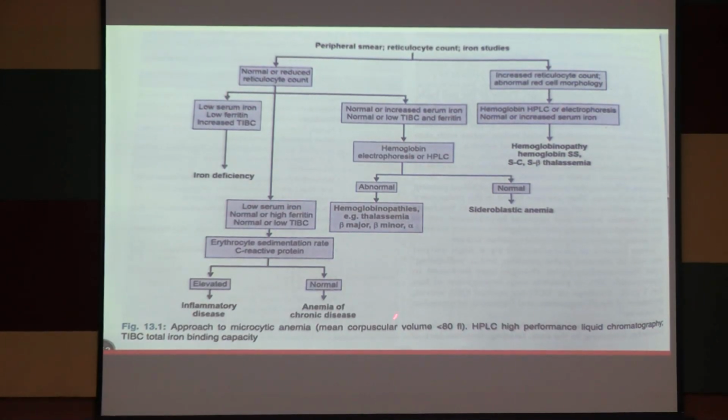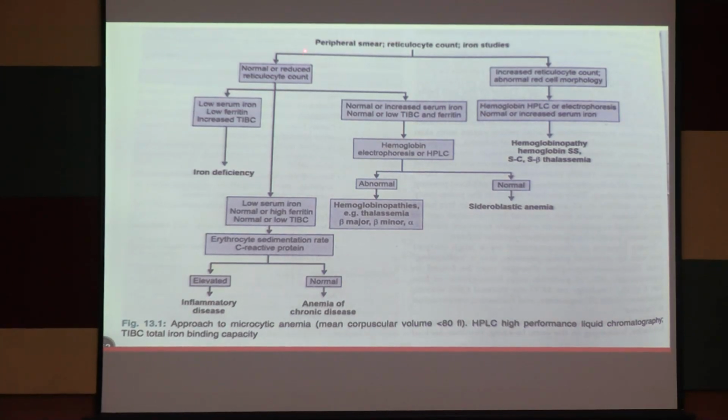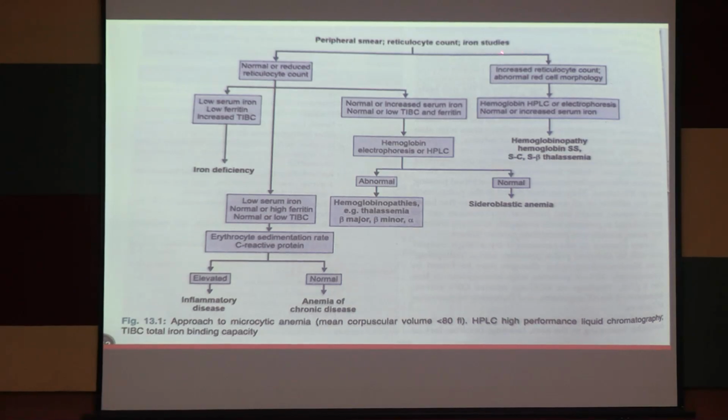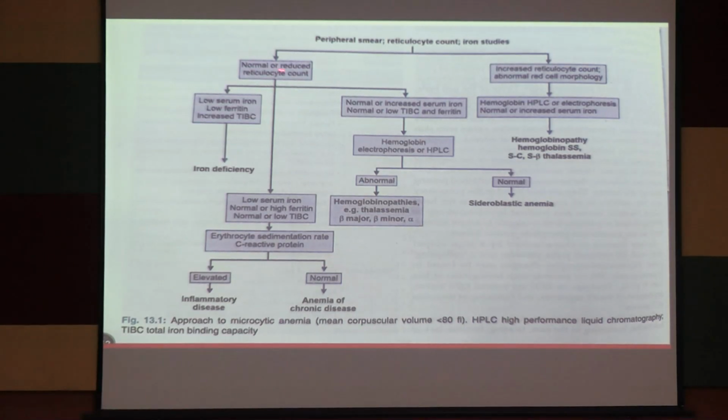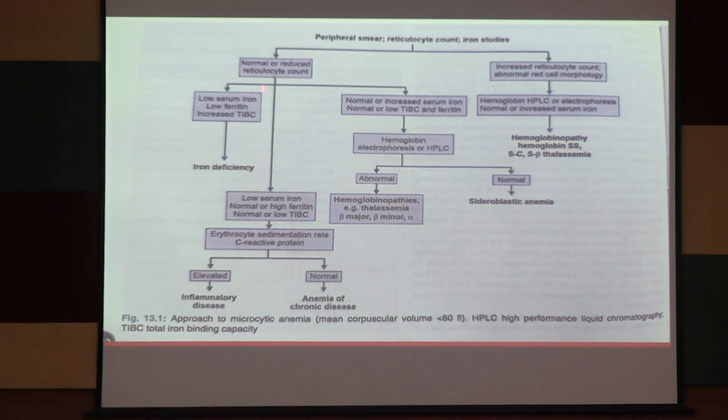Now, approach to microcytic anemia. Whenever we are getting microcytic anemia, we will perform a peripheral blood smear, do a reticulocyte count, and do the iron studies. Normal or reduced reticulocyte count, we perform iron profile. Low serum iron, low ferritin, increased TIBC means iron deficiency anemia.